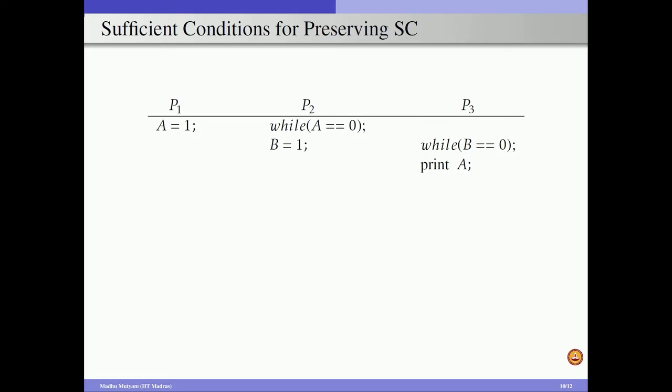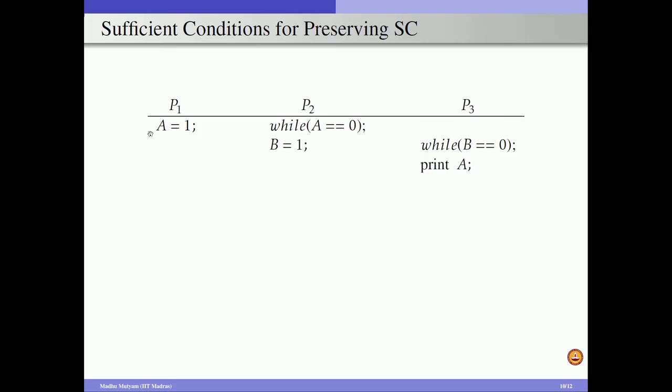But in our system, we may not have printed a equal to 1. We might have printed a equal to 0 if our system is not supporting sequential consistency.